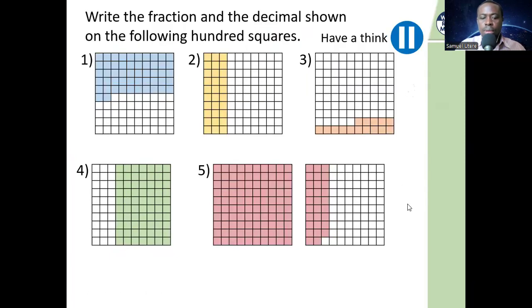Okay, you have done some learning. Let's see what you can do with this information. Write the fraction and the decimal shown on the following 100 squares. Pause the video and answer these questions.